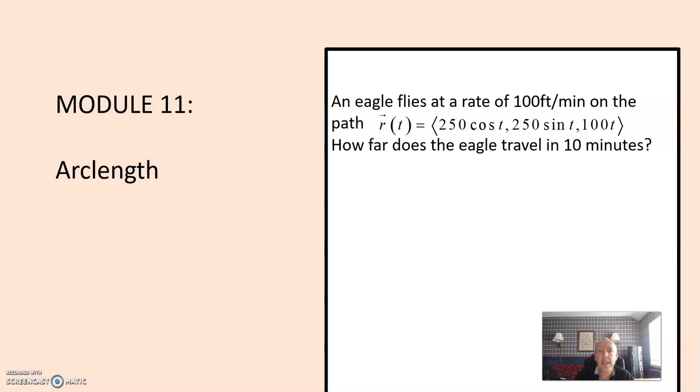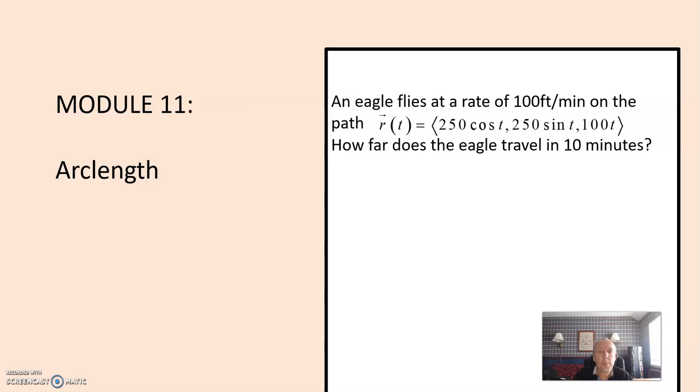So an eagle flies at a rate of 100 feet per minute on the path, the vector r, which equals the components 250 cosine t, 250 sine t, and 100t. How far does the eagle travel in 10 minutes?